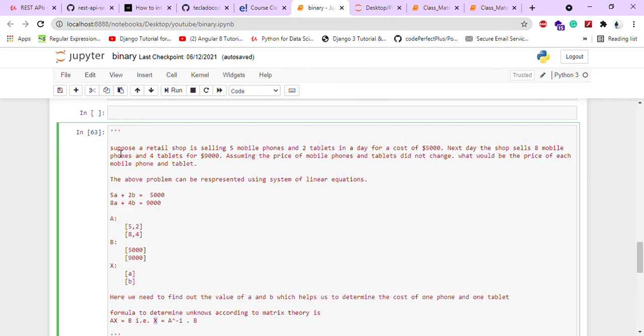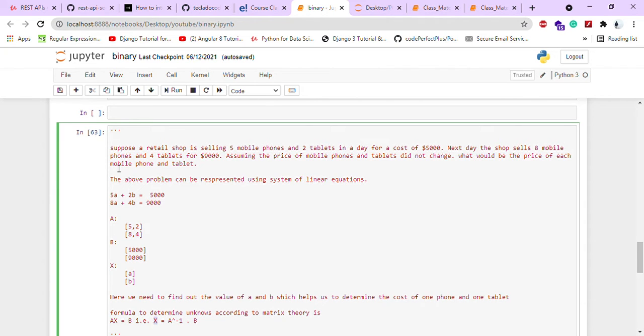Suppose a rental shop sells five mobile phones and two tablets in a day for a cost of $5,000. Next day, the shop sells eight mobile phones and four tablets for $9,000. Assume that the price of mobile phones and tablets did not change. What would be the price of each mobile phone and tablet? So we have to find both things, like X and Y, the mobile phones and the tablets.